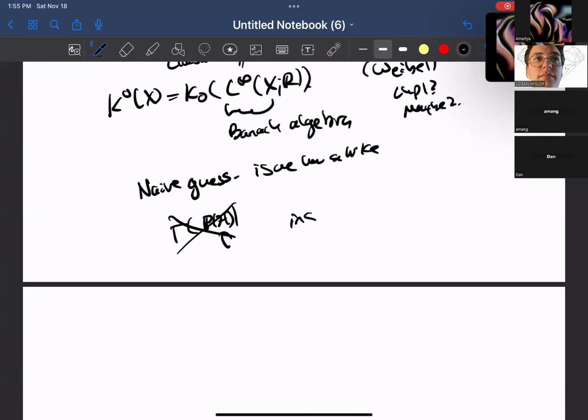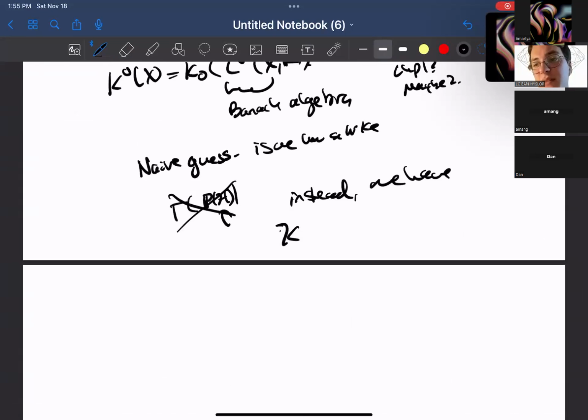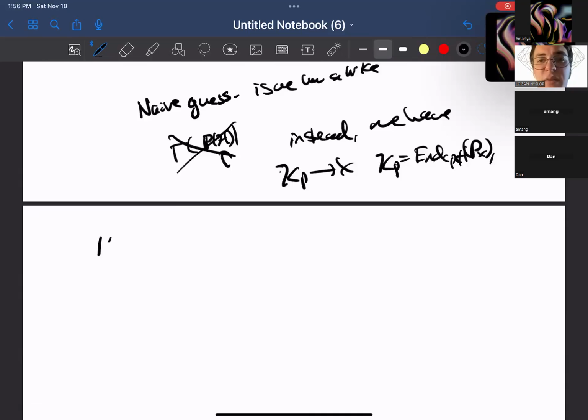Instead, we have this new bundle over X, where KP is going to be the compact endomorphisms of our bundle PX. And we can prove that K0P of X is the same thing as the algebraic K-theory of this ring of global sections of this bundle KP.